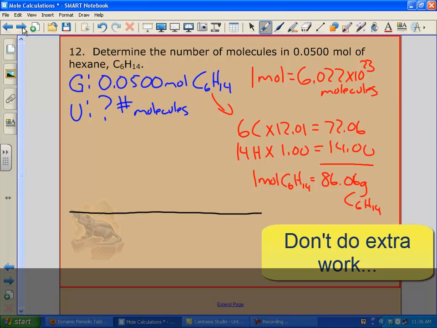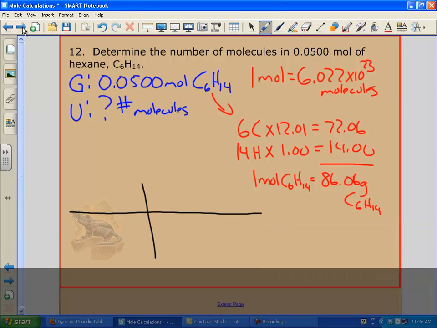So when I go to set up my boxes and my conversion factor, I put my given in, 0.0500 moles of hexane. I think I tried to squeeze that in here. And I'm going from moles to molecules, so I just need this. I just need Avogadro's number. I didn't have to calculate this molar mass at all. It doesn't really hurt anything that I calculated it as long as I don't try to use it.